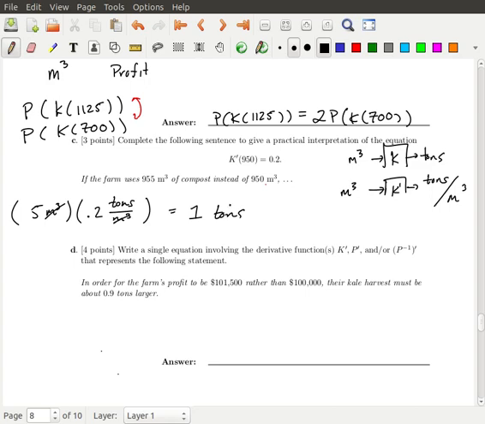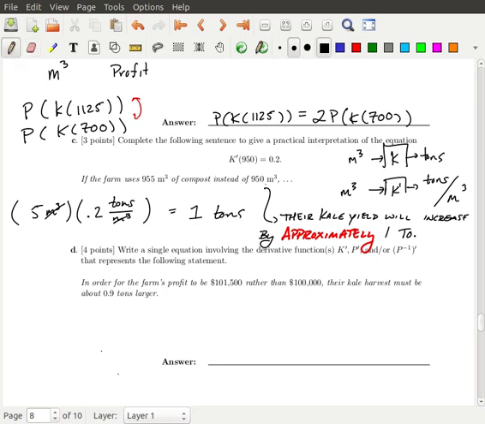Okay, so that tells us the value. Now we need to actually complete the sentence. If the farm uses 955 instead of 950, their kale yield will increase by approximately, super key word right there, 1 ton.